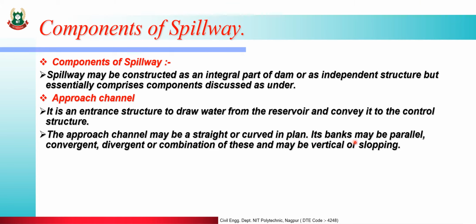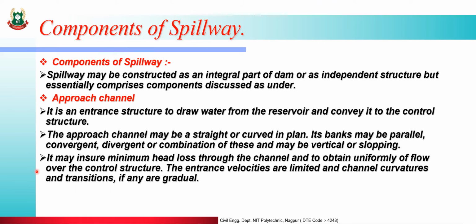Its banks may be parallel, convergent, divergent, or a combination of these, and may be vertical or sloping. It should ensure minimum head loss through the channel and obtain uniformity of flow over the control structure. The entrance velocities are limited and channel curvatures and transitions, if any, are gradual.